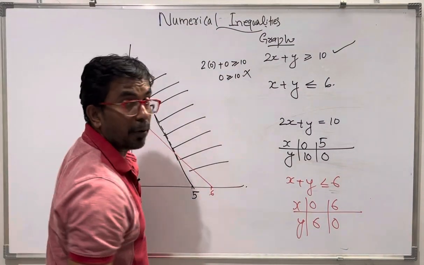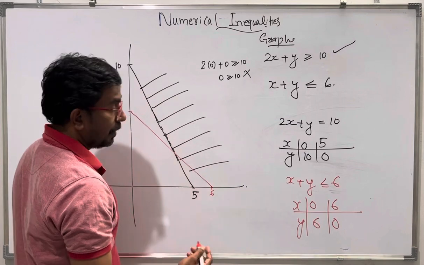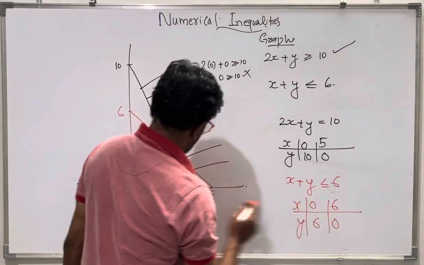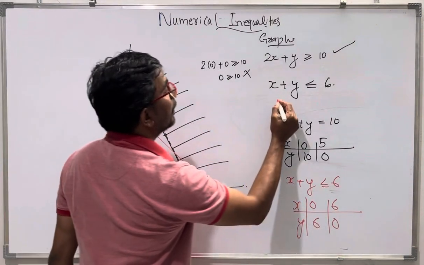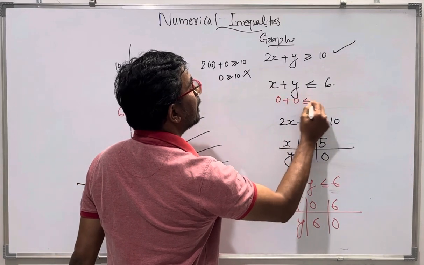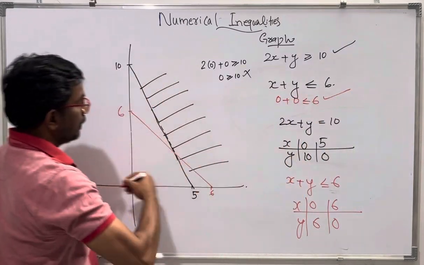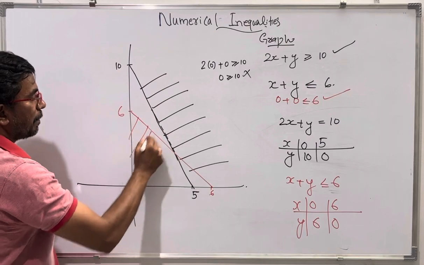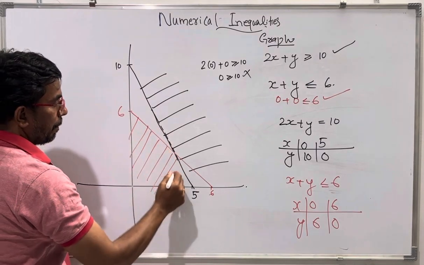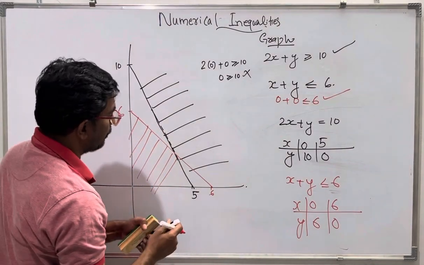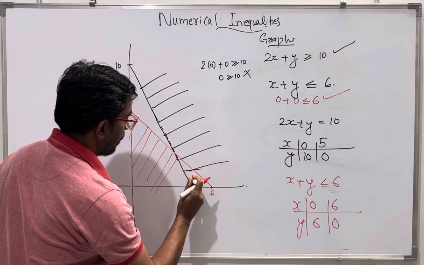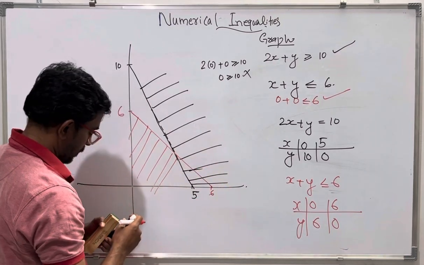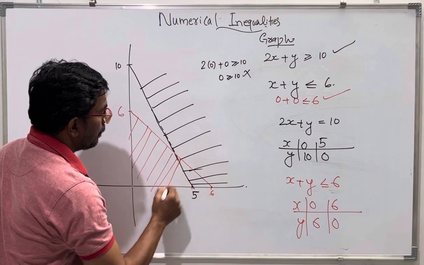You put a testing point. What is that testing point? You can choose 0, 0. If you put 0, 0, what will you get? 0 plus 0 less than or equal to 6. It's correct. That means towards this side only you need to graph. First of all, this graph was from here, like this. Now this graph is here, from here, like this.